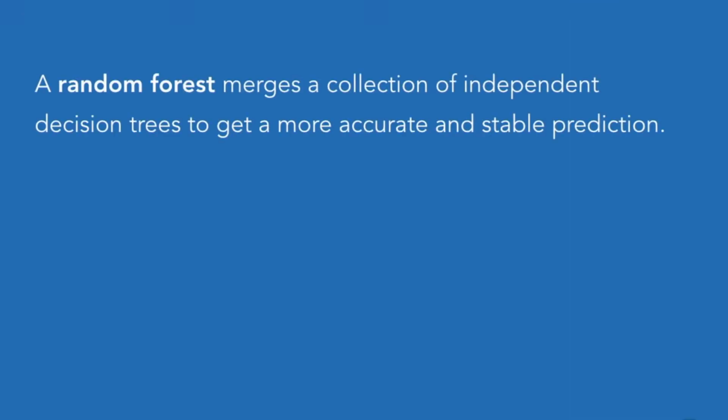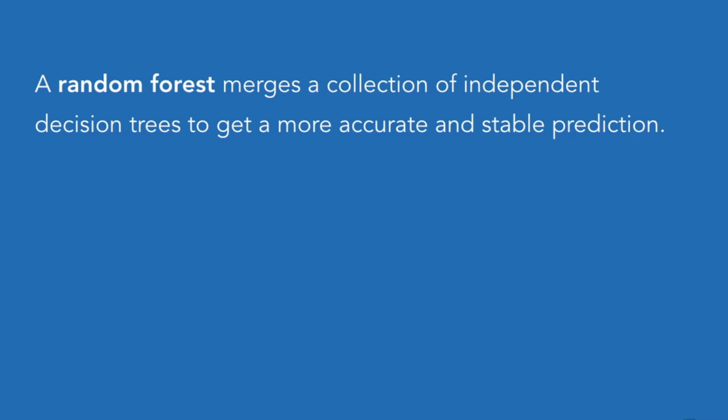Contrary to some of the other algorithms, random forest is actually fairly easy to understand. Random forest just merges a collection of independent decision trees to get a more accurate and stable prediction. Random forest is a type of ensemble method.